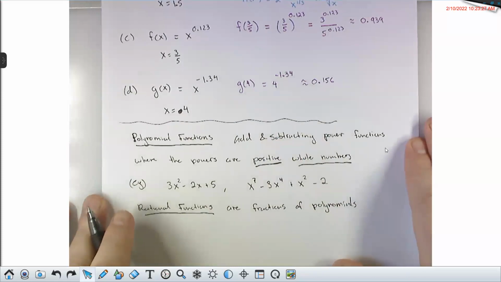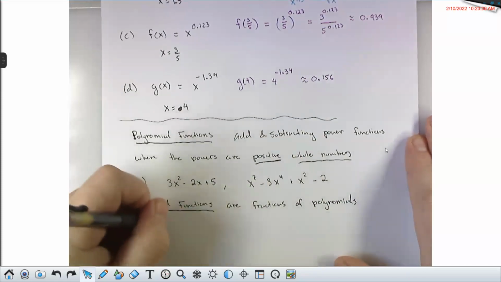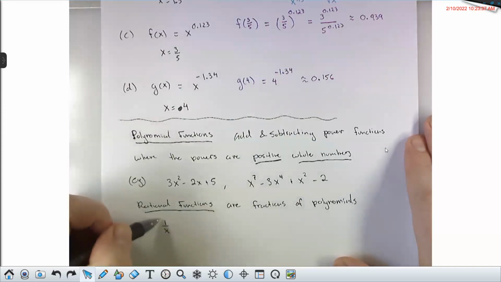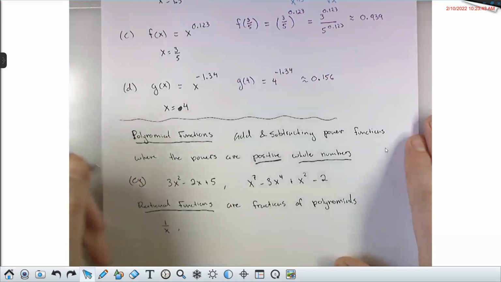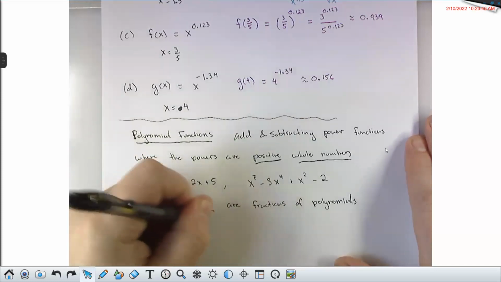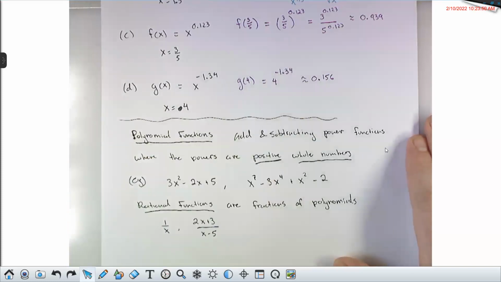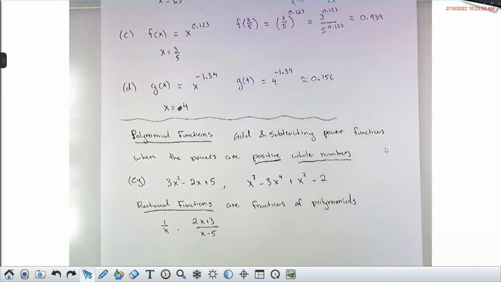And these can be a little bit sneaky. Something like 1 over x is a rational function. The top here is a constant, but that is technically a polynomial. And the bottom here is x to the 1, which is technically a polynomial. Or you can have something like 2x plus 3 over x minus 5. Again, positive whole number powers of x, together with constants. And then you just take two of those things and form a fraction out of them.